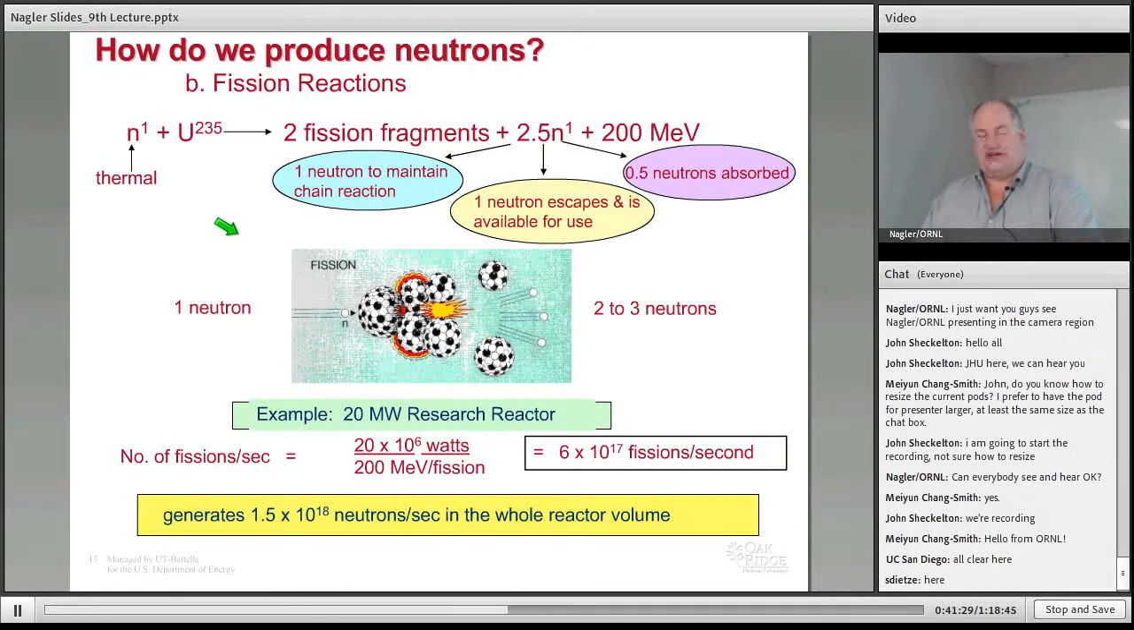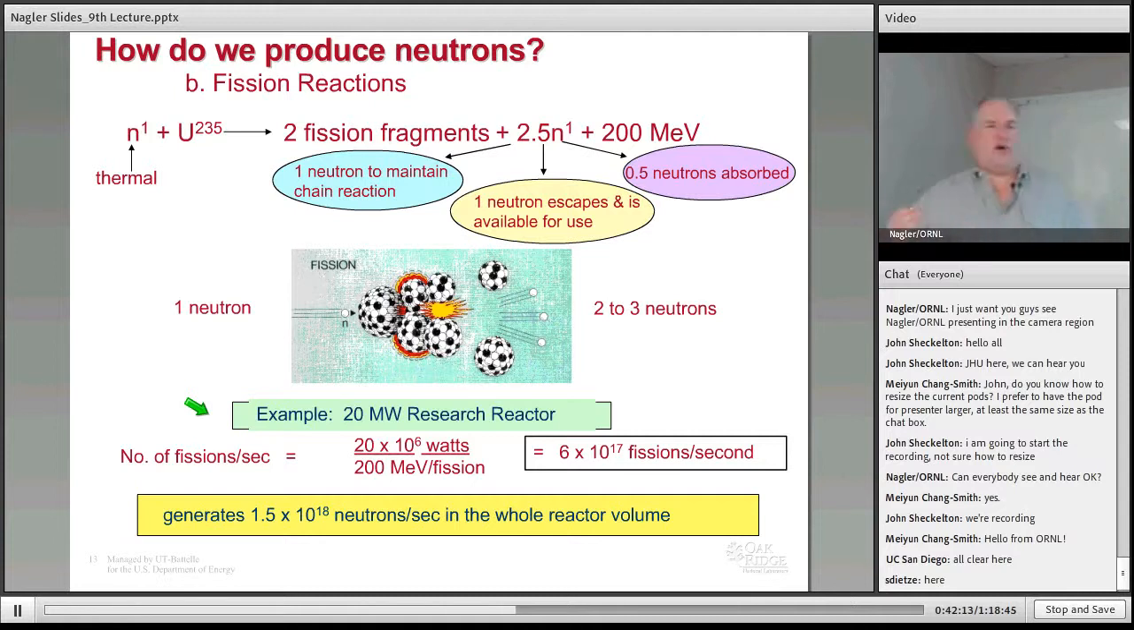Here's a little more detail about this. This is a particular example of uranium-235. If I hit that with a neutron, I produce 2 or 3 neutrons on average. One of those has to go on and cause another fission. Sometimes the neutron is absorbed, but on average, this will allow 1 neutron to escape. And you can see down here, if I have a typical 20 megawatt research reactor, I have something like 10 to the 17th fissions per second. And in the entire reactor volume, you get about 10 to the 18th neutrons.